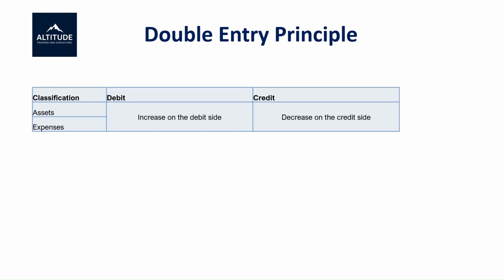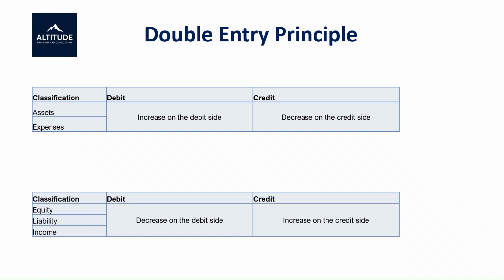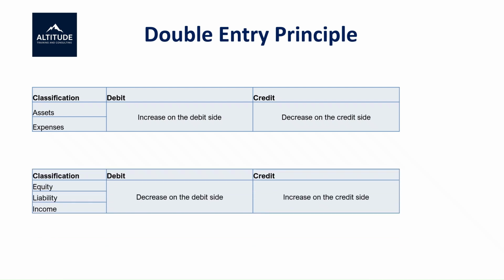We're now going to look at the application of this principle. In applying the double entry principle, we group the elements of financial statements according to the direction that they follow in every transaction. Assets and expenses follow the same direction. They increase on the debit side and decrease on the credit side. Equity, liabilities, and income also follow the same direction. They decrease on the debit side and increase on the credit side.